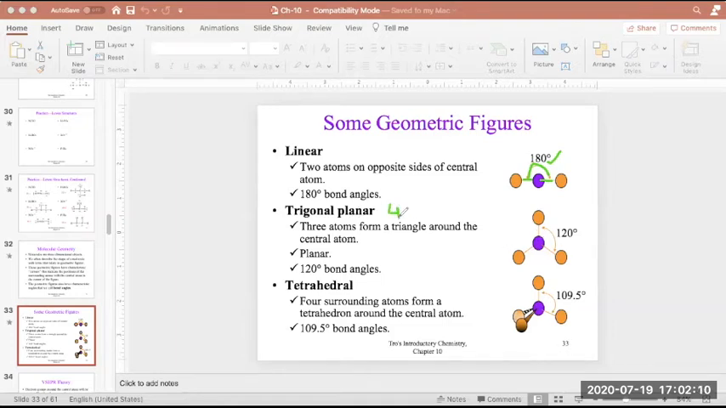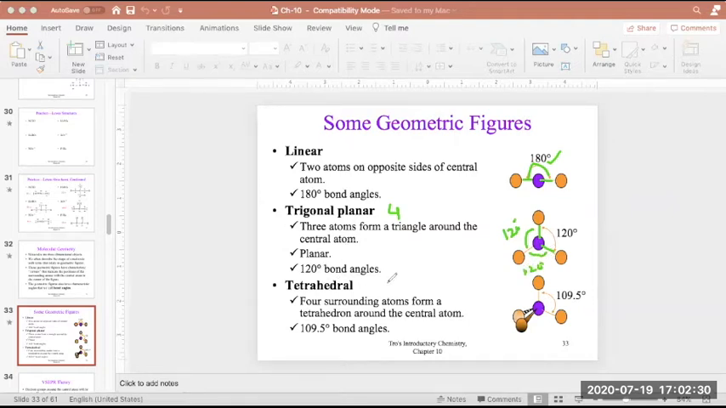Trigonal planar: how many atoms do you need? You need a total of 4 atoms, one at the center, three surrounding it. And the angle between two consecutive bonds is 120. So this is also 120, right? This is also 120. So this is trigonal planar.